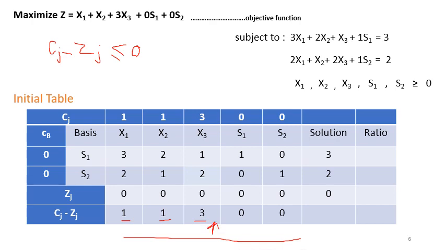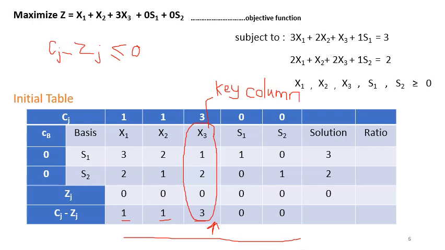And that corresponds to x3. So this now becomes your selected column, which is called the key column, because this column has the highest or maximum Cj minus Zj value. So that column is selected, and that column is called the key column.